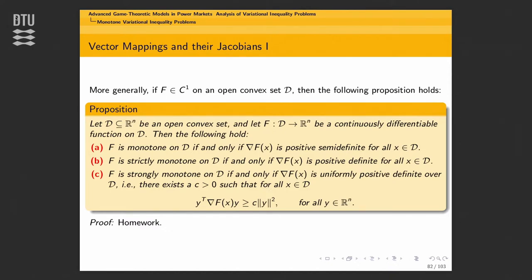So now, if the Jacobian of the map is positive semi-definite, then the map is monotone, if and only if. If it's positive definite, it's strictly monotone. If it's uniformly positive definite, what that means is that the smallest eigenvalue is bounded away from zero for all x by the same value. That's called strongly monotone. Okay?